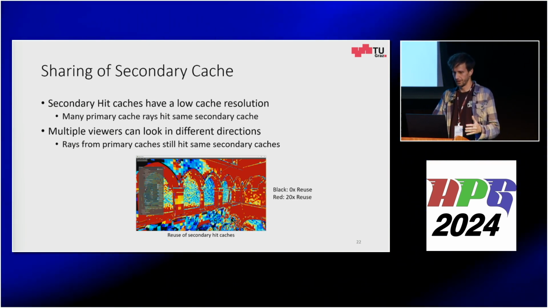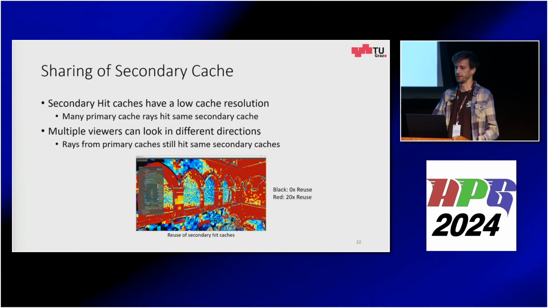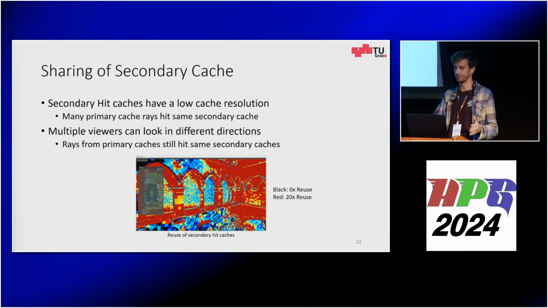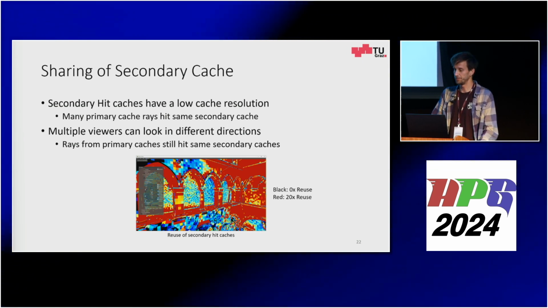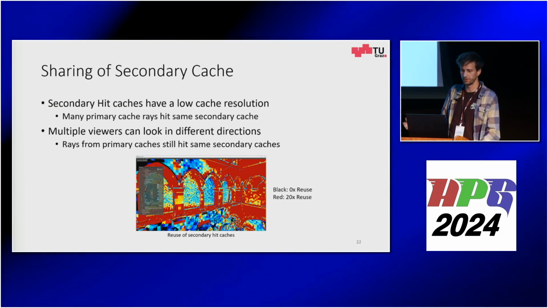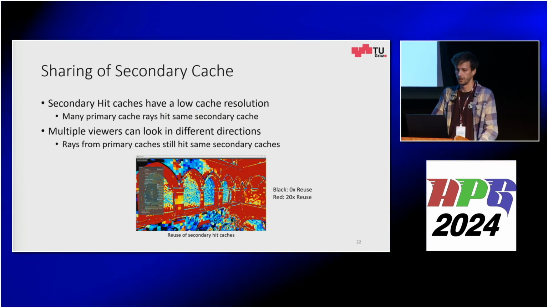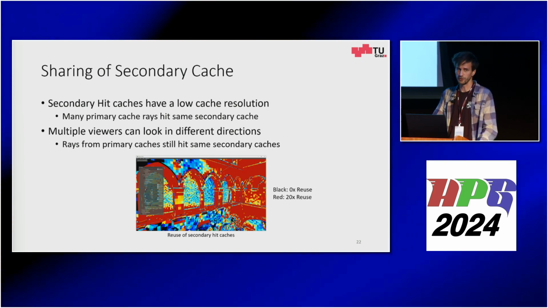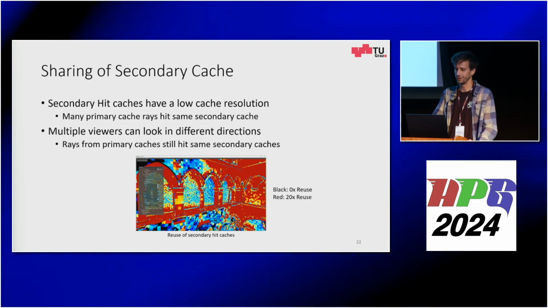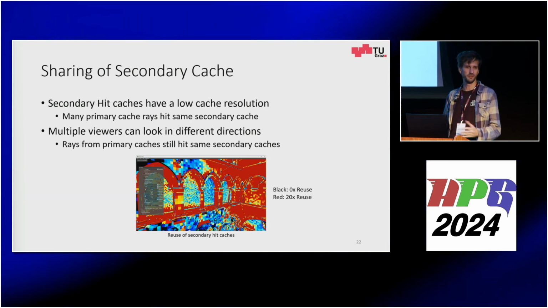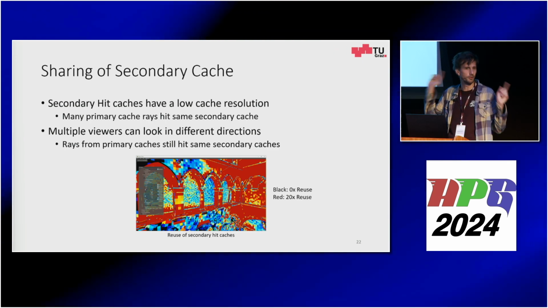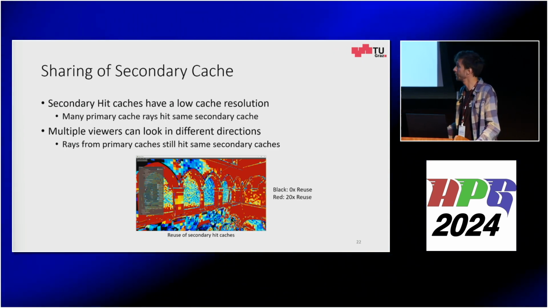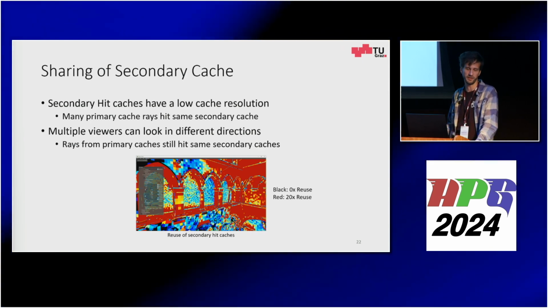The secondary caches basically span a large area, causing the secondary rays from the primary caches to hit them all the time. This is especially true in corners, like here, or in rooms. Then you get a lot of reuse there. And what's also nice is that when you have multiple viewers, they don't even have to overlap their views. They only have to be in the same vicinity, because all the secondary caches are all around the viewers all the time. So the only thing needed for them to be shared between multiple viewers is that they have to be in the same vicinity.